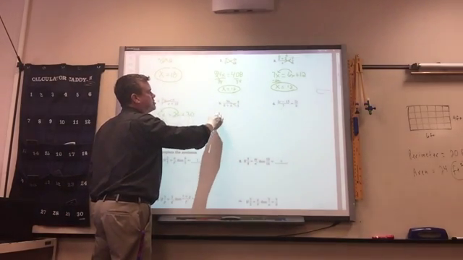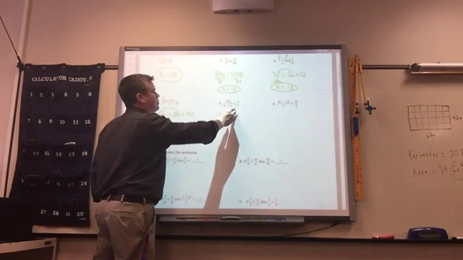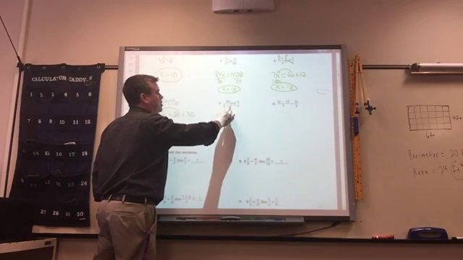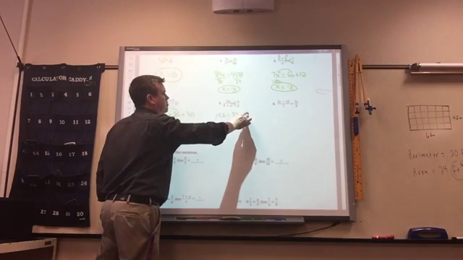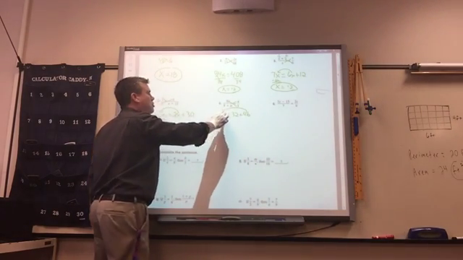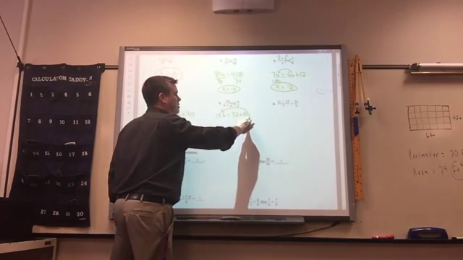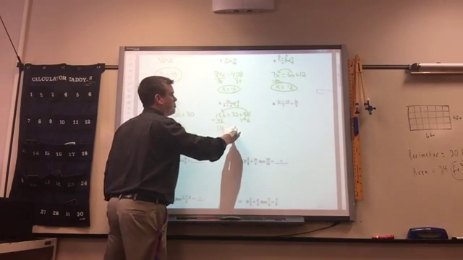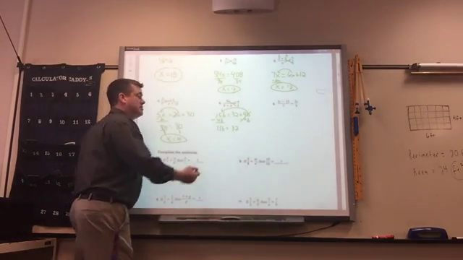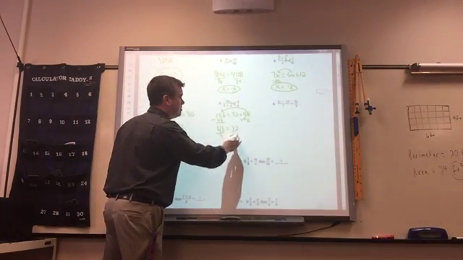Here, 5b times 3 is 15b. 4 times both of those, 4 times 8 is 32. 4 times a positive b is positive 4b. So move the 4b over. It's positive, so you subtract it. And then divide by 11.